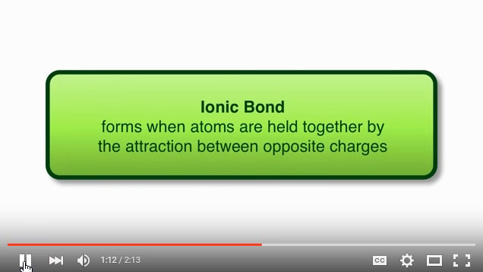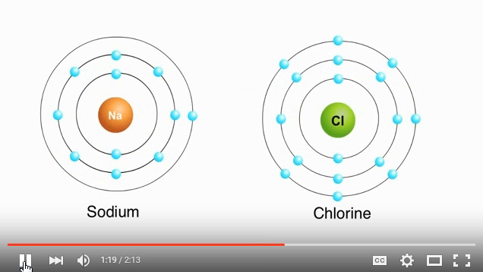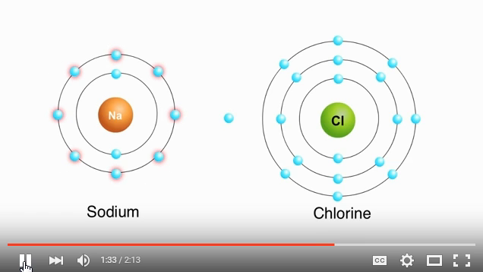An ionic bond forms when two atoms are held together by the attraction between opposite charges. The reaction between sodium and chlorine atoms is an example of how an ionic bond is formed. Since sodium has only one electron in its third shell, it has a tendency to give up that electron. Once it does, the remaining outer shell contains 8 electrons. This loss of an electron gives sodium a slightly positive charge.